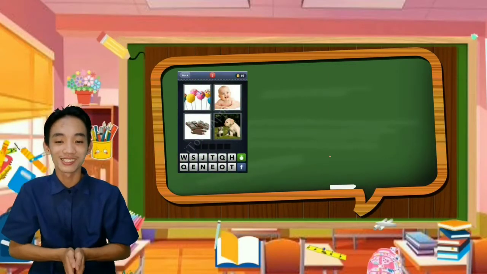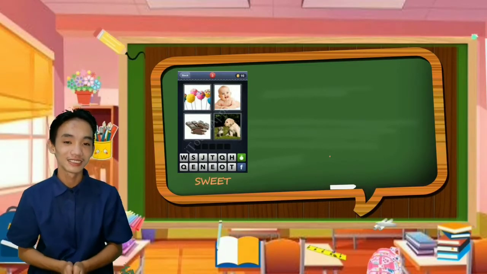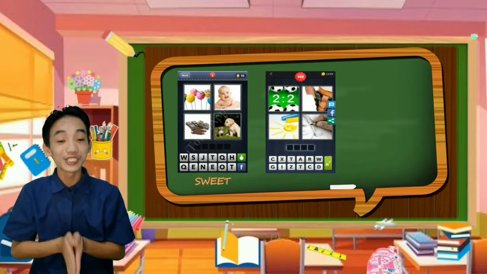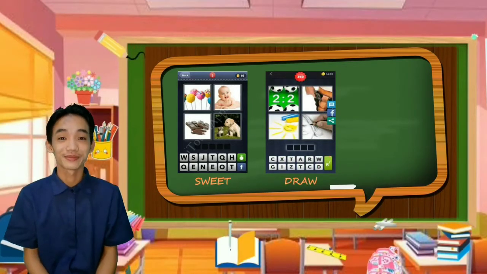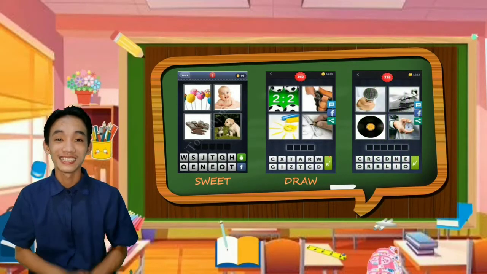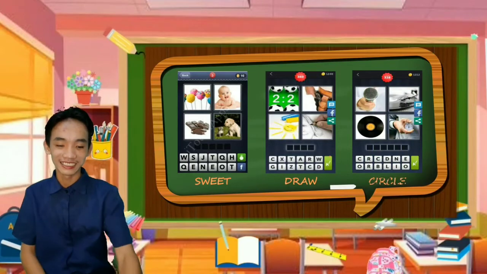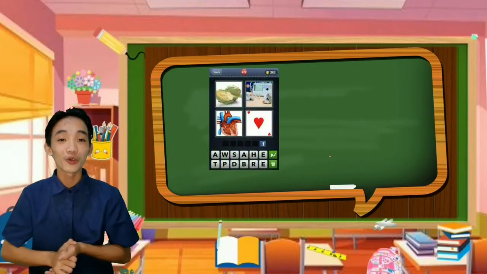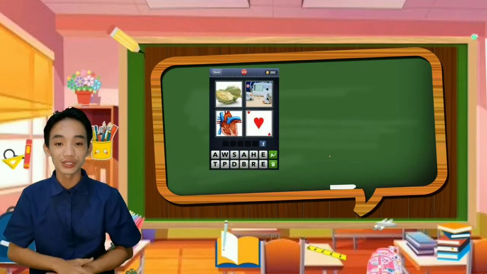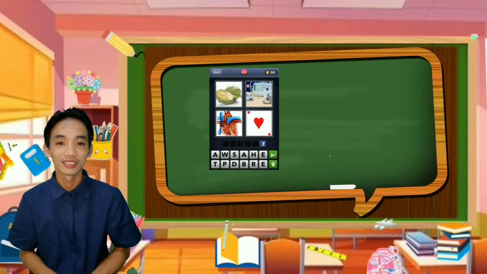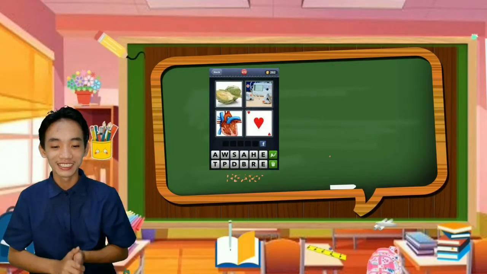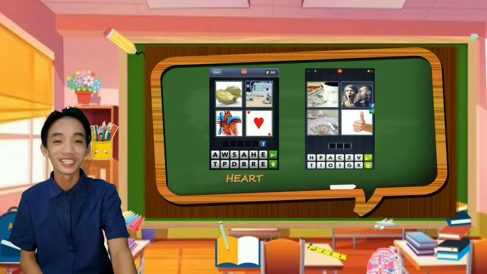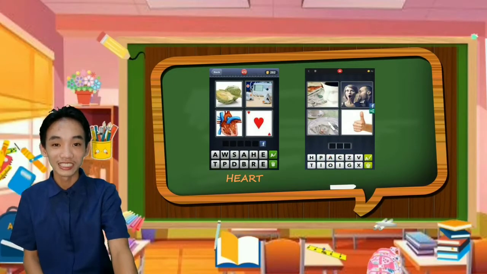Very good, it is sweet. Next. Very good, it is a person who draws. Next. Yes, very good, it is circle. Next, what kind of thing is in the picture? Very good, it is heart. Next. Very good, a person tips, or tip.